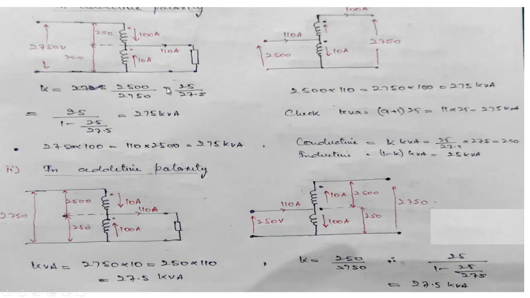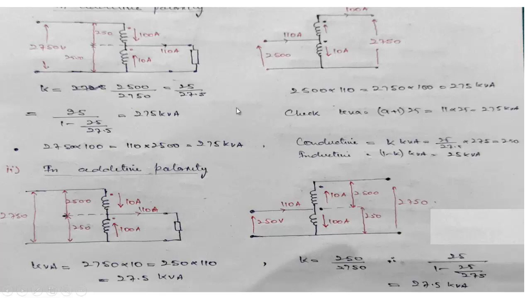total kVA will be equal to 25, that is the kVA rating of the two winding transformer, divided by 1 minus this K, that is 275 kVA. This can also be calculated as A plus 1 into 25, where A is the transformer ratio of the two winding transformer, that is 10. A plus 1 is 11. 11 into 25 is equal to 275.